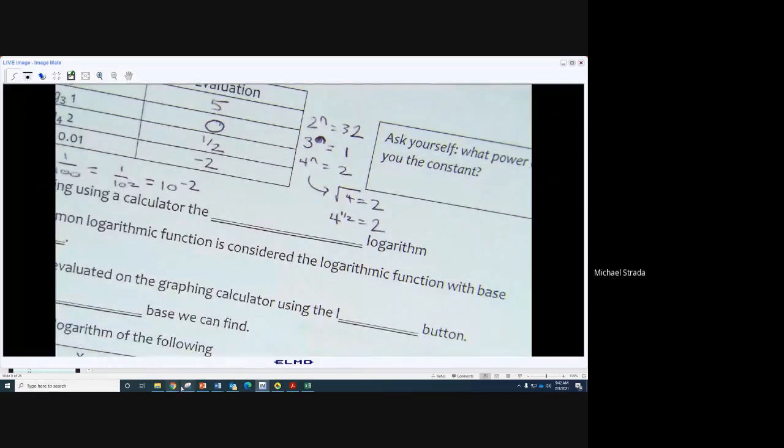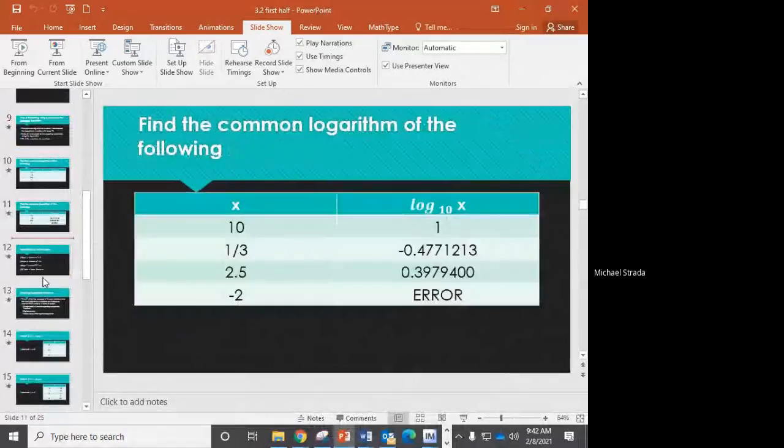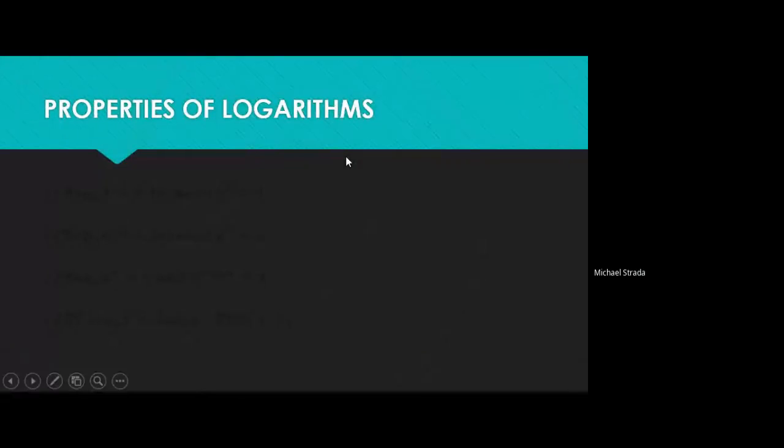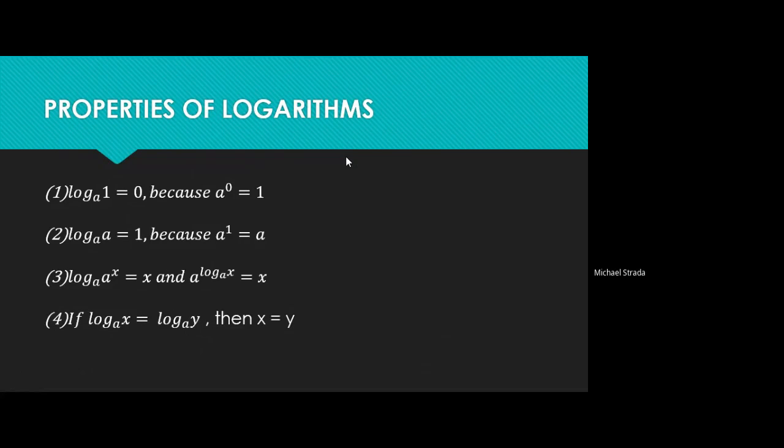All right, other characteristics which are more important for later in the week. Log base a of 1 is always 0 because a to the 0 is 1. Log base a of a is 1 because a to the 1 is a. Log base a of a to the x equals x, and a to the log base a of x equals x. They cancel each other out. We'll deal with that when we deal with the equations. And if the log base a of x equals the log base a of y, where a is the same number, then x is equal to y.